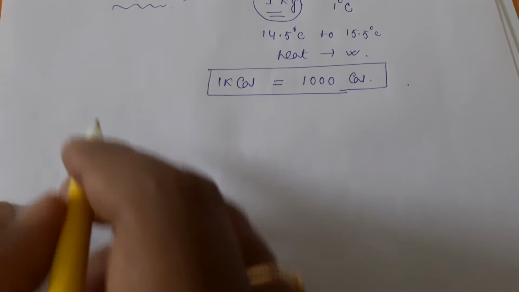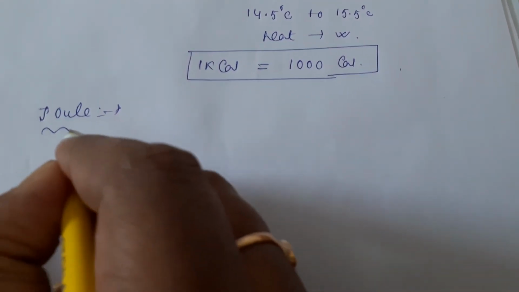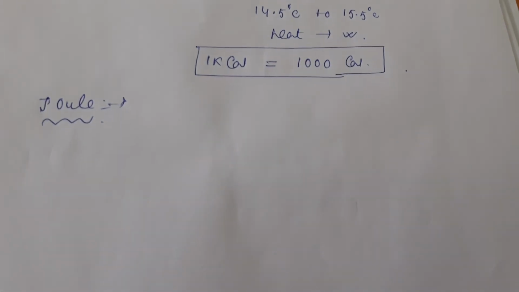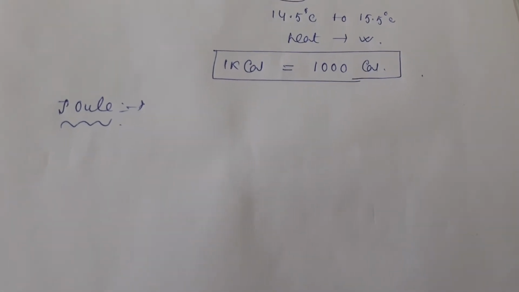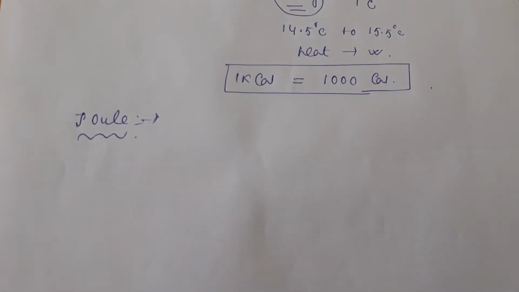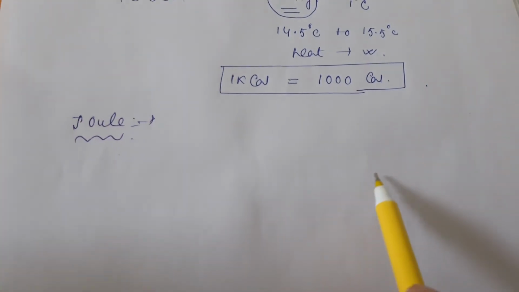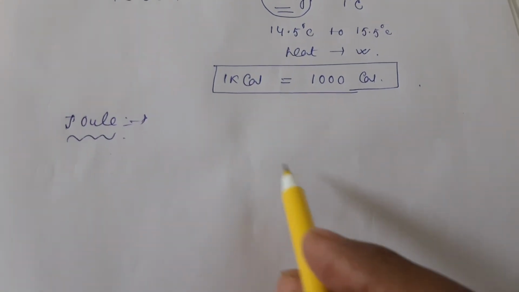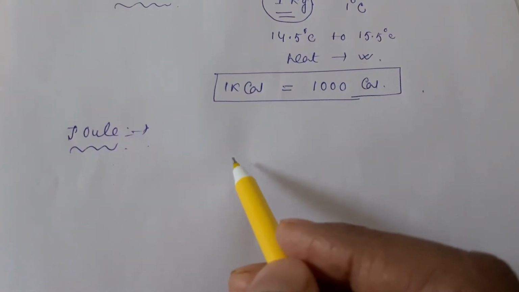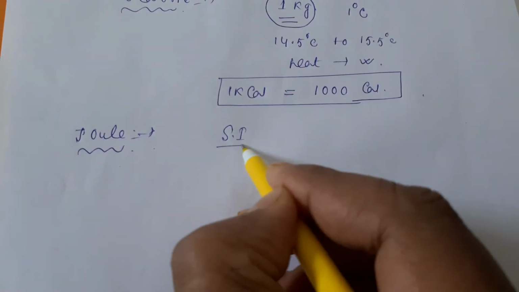Next one, joule. Joule is also one type of energy. We have already learned it in mechanical energy, in kinetic energy and in potential energy. This definition we have learned already. And joule is also a unit of heat, as we know that heat is one type of energy. So definitely joule is also a unit of energy. What type of unit? That is the SI unit of energy.